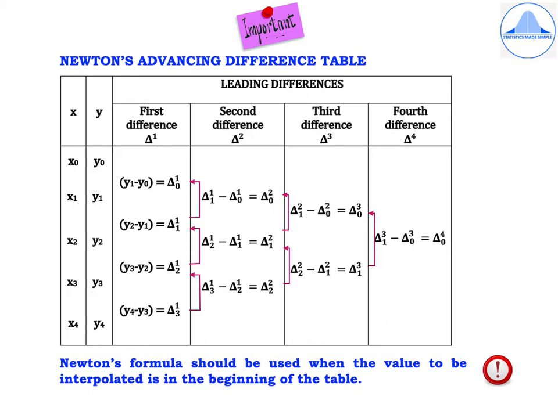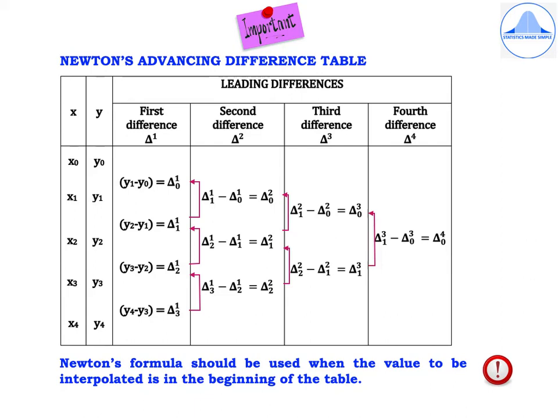Now how do we find out the first difference? If you see, the first difference is nothing but the second y value minus the first y value, that is y1 minus y0, and this is equal to delta naught to the power 1. Similarly, y2 minus y1 is equal to delta 1 to the power 1, y3 minus y2 is delta 2 to the power 1, and y4 minus y3 is equal to delta 3 to the power 1. So, if we find out the differences of the y values, we get the first difference.